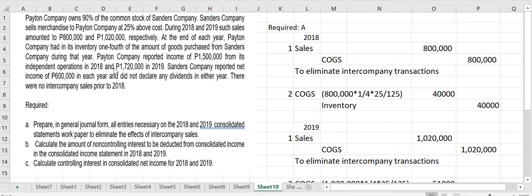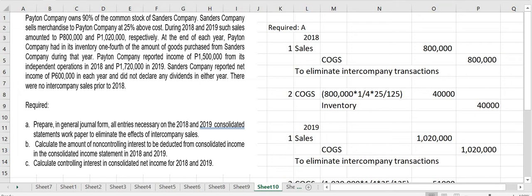So our first requirement is to prepare the necessary working paper eliminating entries for 2018 and 2019. Also to compute the non-controlling interest to be deducted in the consolidated net income or yung share, non-controlling interest share in the net income of the subsidiary. And then also to calculate the controlling interest in consolidated net income or yung net income attributable to parent.